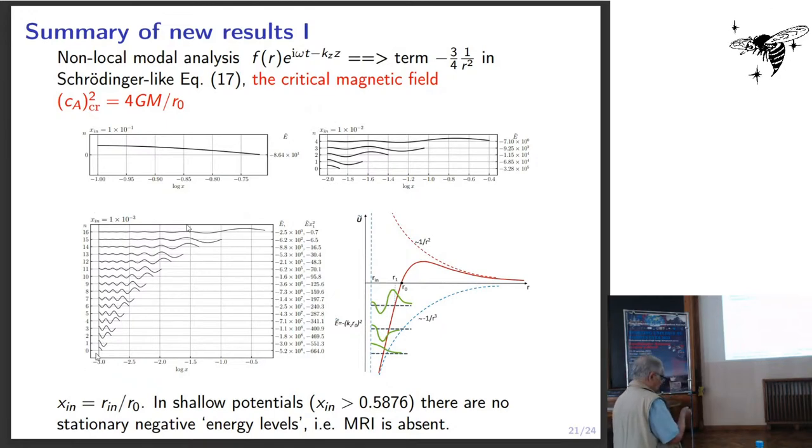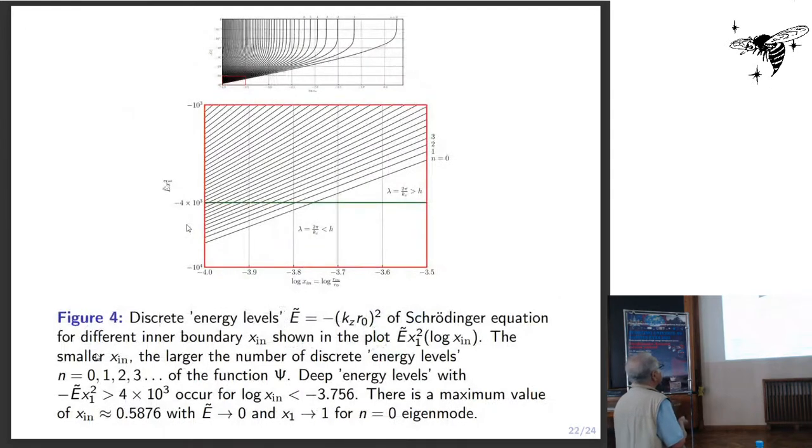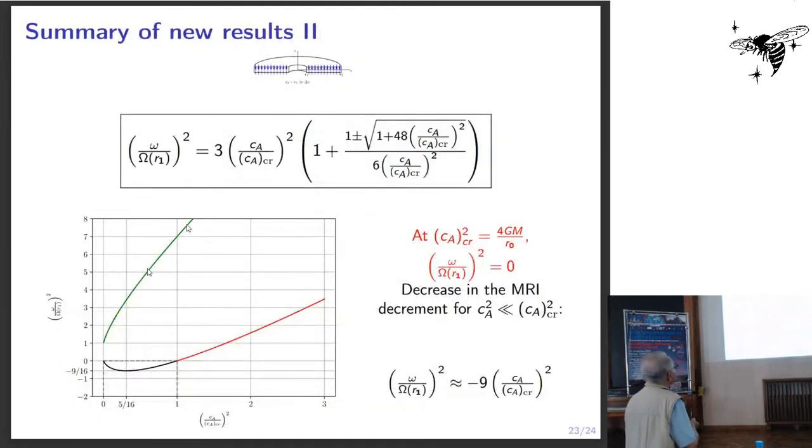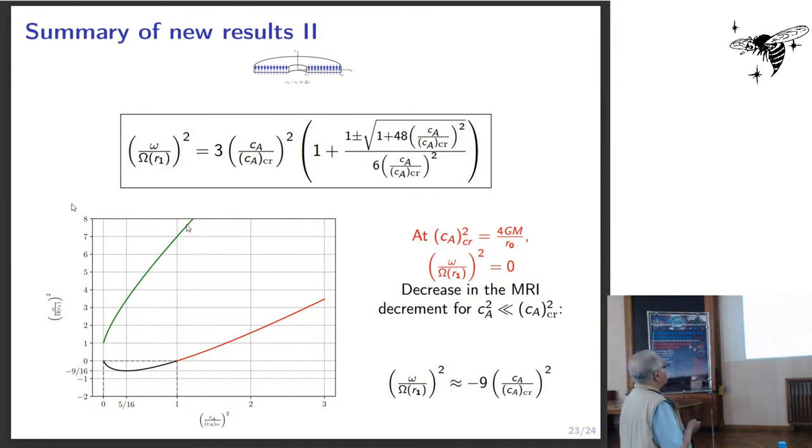more equations, and this is the result for x_n log x_n equal to minus four, a very deep potential, and we have a new result. We received this dispersion equation in this form, and if we substitute C_A equal to C_A critical, we have omega squared equal to zero. It's a result of our solution.